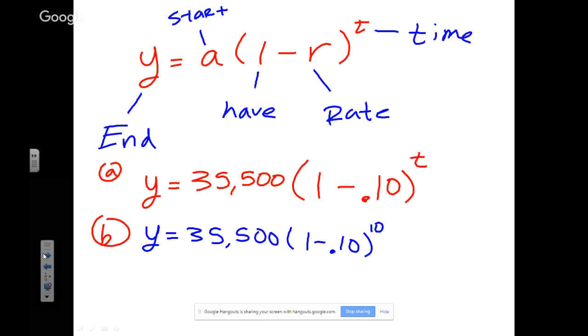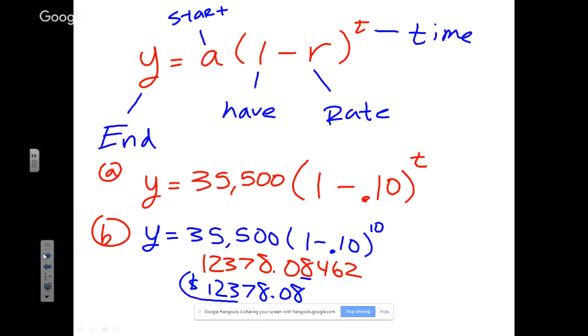I'd say where? Where after the decimal? The 2 spots after the decimal, because we don't do anything with the third number after the decimal. So I got 12,378.08462. When we're talking about money, that's 8 cents there. Question is, do we bump that up? Nope. It doesn't tell us where to round, so we're just going to round where we feel like it, and that would be our answer.